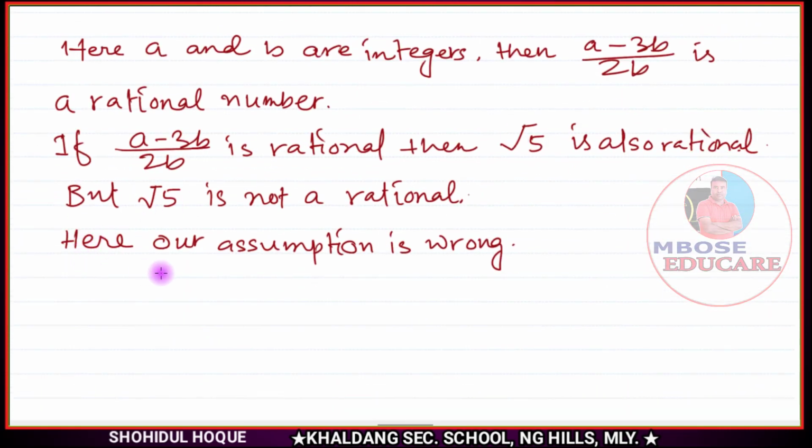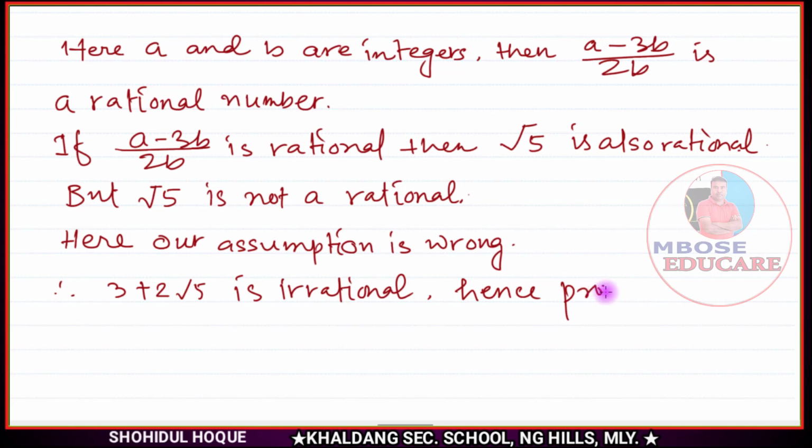So when we got that our assumption is wrong, that this number was a rational number, now we can write therefore 3 plus 2 under root 5 is irrational. If it is not rational, then it is irrational. Hence proved. We have proved this. Alright. So here we have solved question number 2.